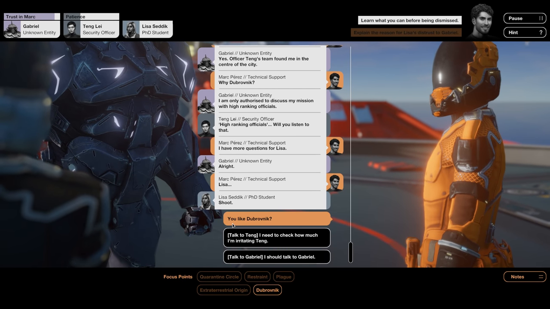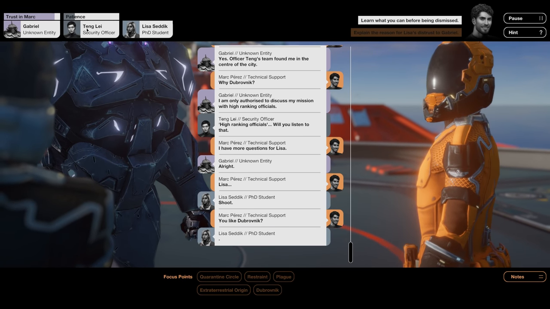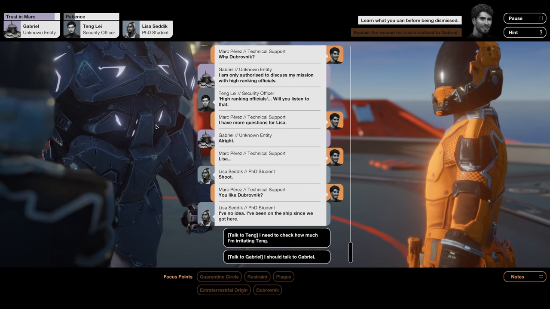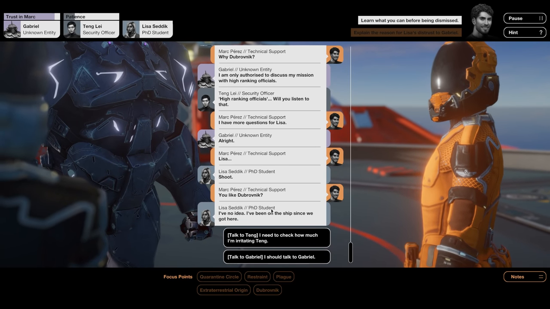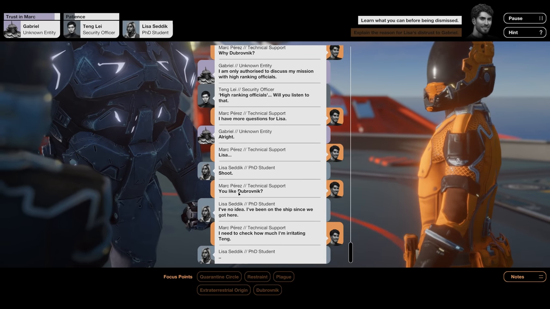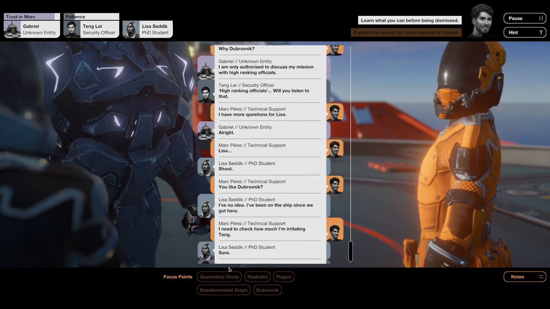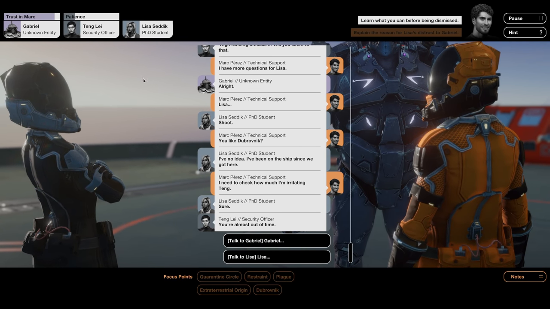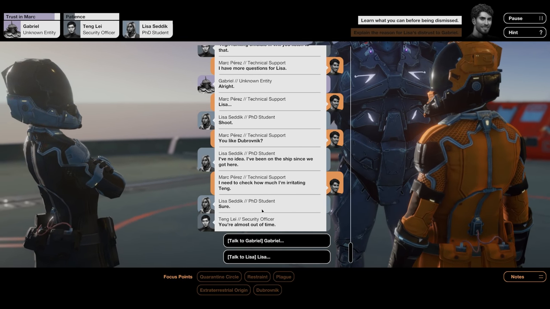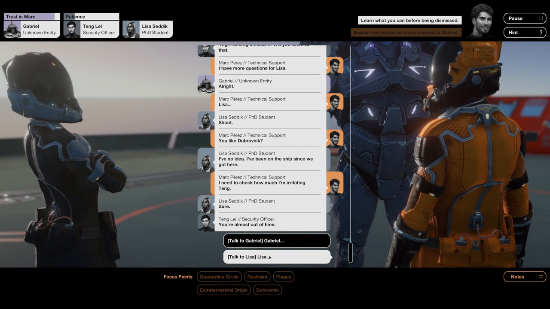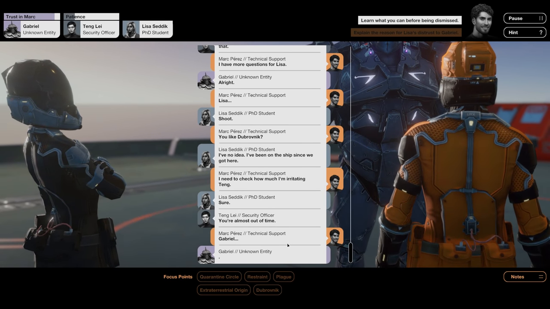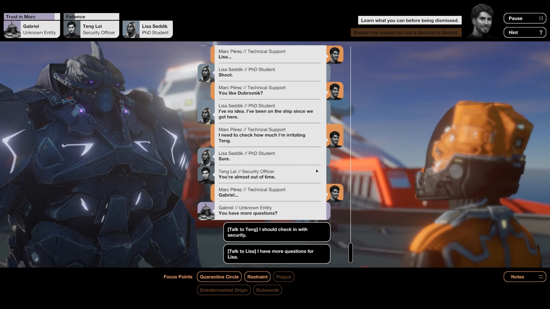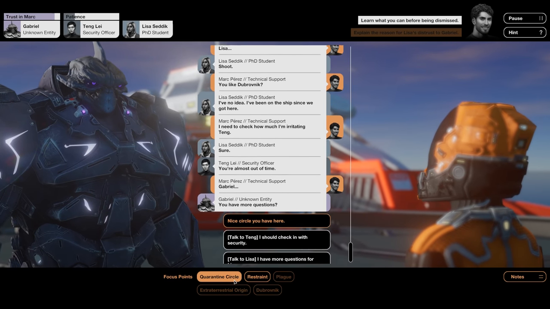You like Dubrovnik? That doesn't seem useful. Yeah, that Tang didn't like that. I have no idea. Been on the ship since we got here. Yeah, that was useless. Talk to Tang, I guess? You're almost out of time. I mean, I could just see that from the bar up there. I guess there's really not much more I can do than just do these.